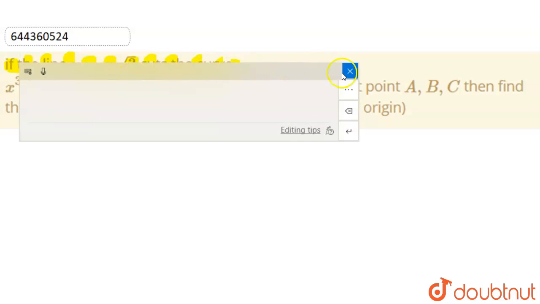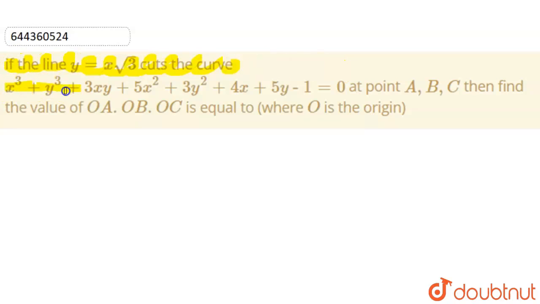Today our question is, if the line y is equal to x root 3 cuts the curve x cube plus y cube plus 3xy plus 5x square plus 3y square plus 4x plus 5y minus 1 is equal to 0 at points A, B, C, then find the value of OA into OB into OC, where O is the origin.